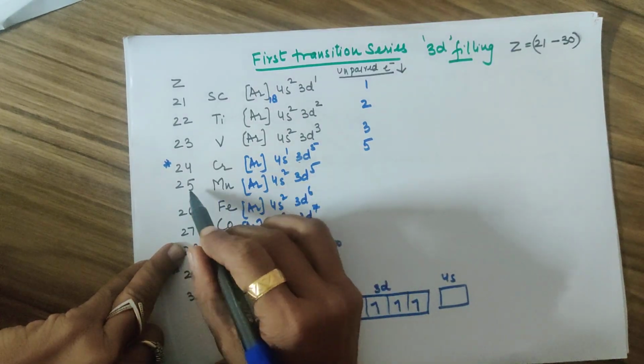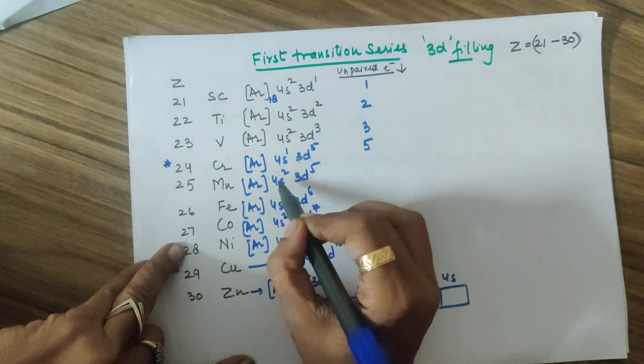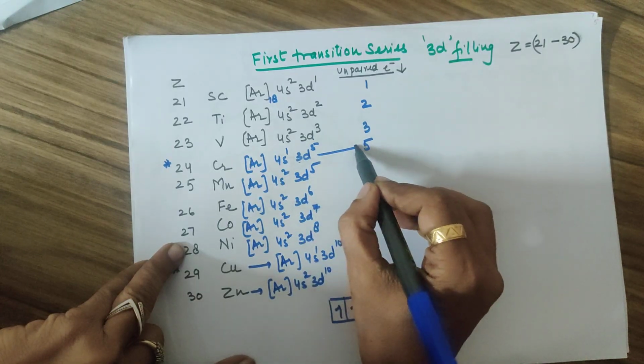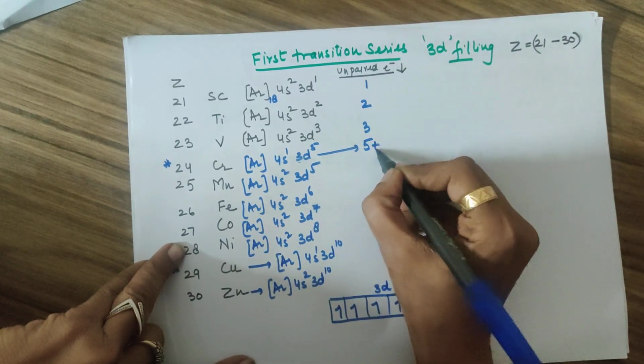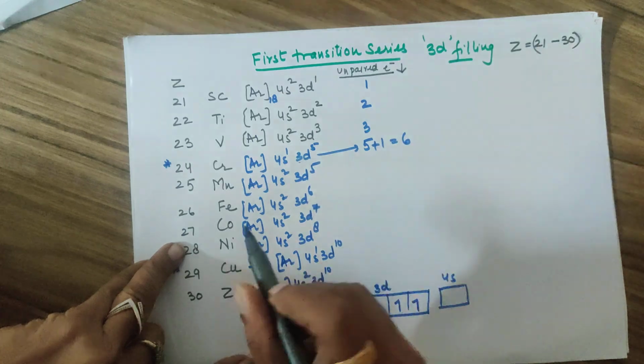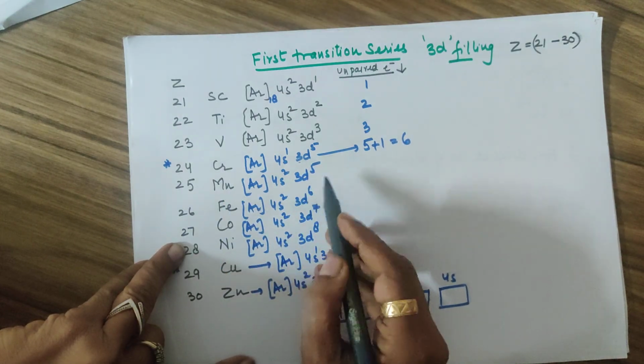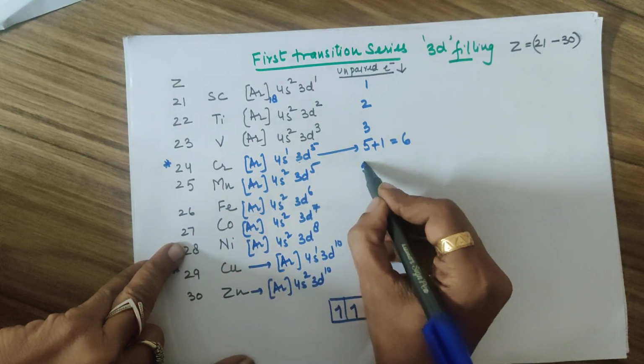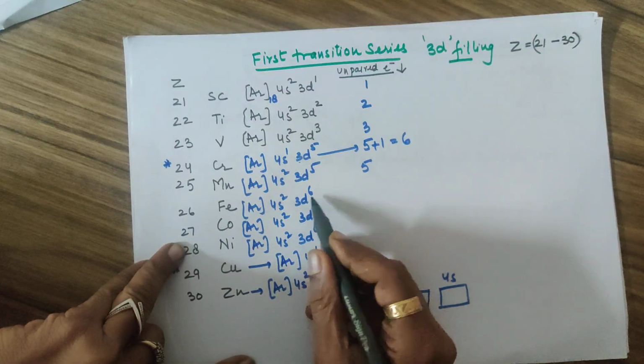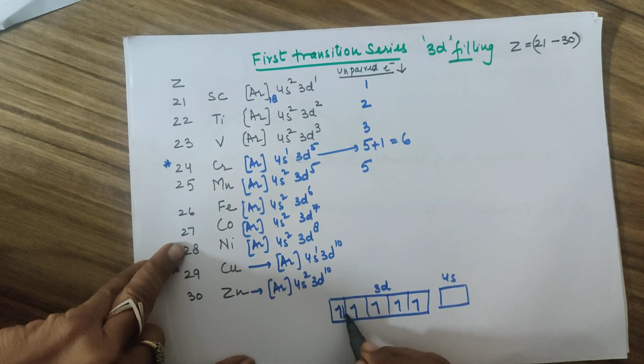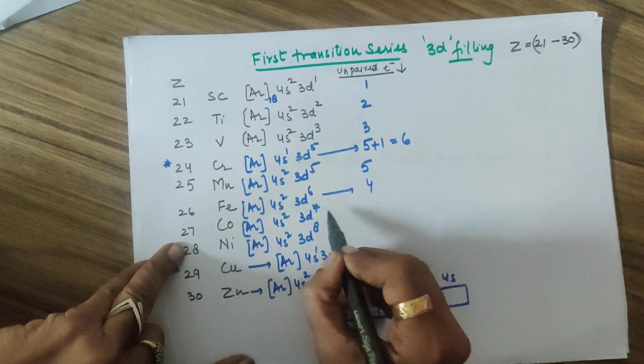Fine. Talking about manganese, 4s has 2, I'm sorry. In this case, it will be 5 from here plus 1 for the 4s, so this becomes 6. Talking about manganese, you have only 5, 4s is full. Now, when it is 3d6, if I fill this up like this, how many unpaired are left? Only 4. So this becomes 4.